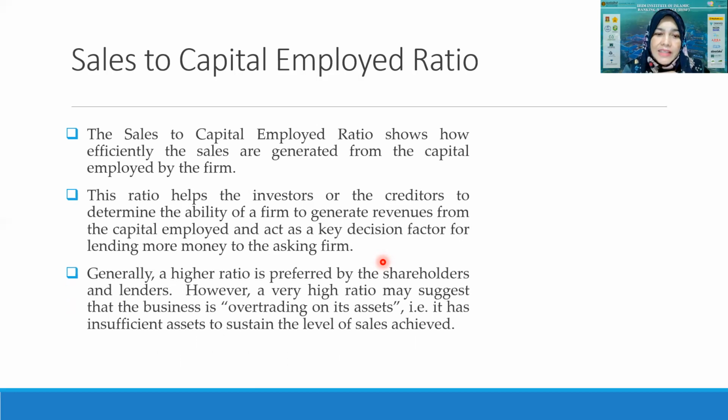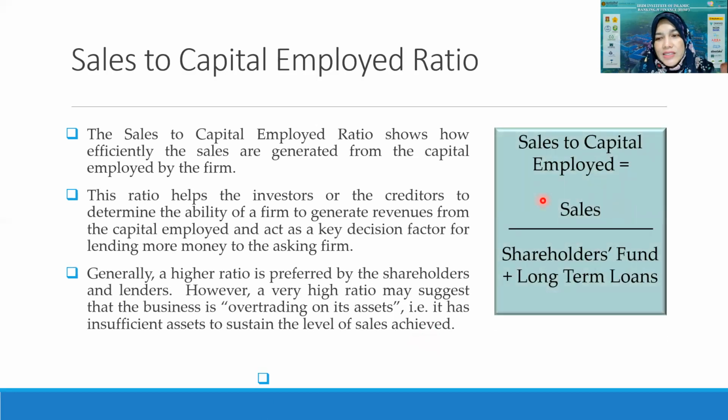Generally, a higher ratio is preferred by shareholders and lenders. However, a very high ratio may suggest that the business is overtrading its assets, which also means that the company does not have enough assets to sustain the level of sales achieved. So if the ratio is too high, it shows that the company needs to add more assets to generate more sales. If not, the company won't be able to generate higher sales if they don't tackle the problem.